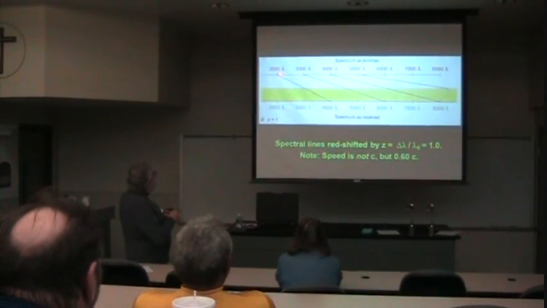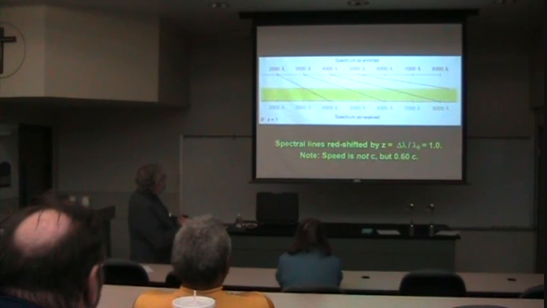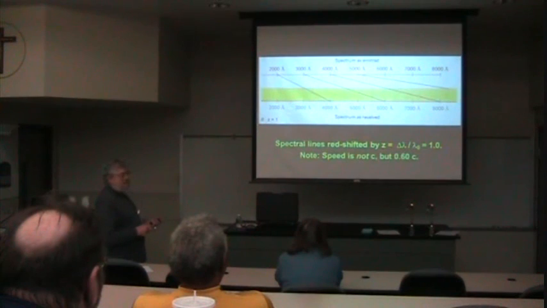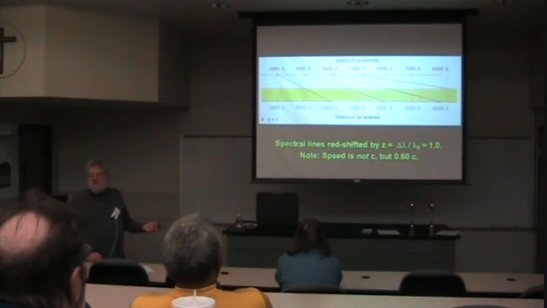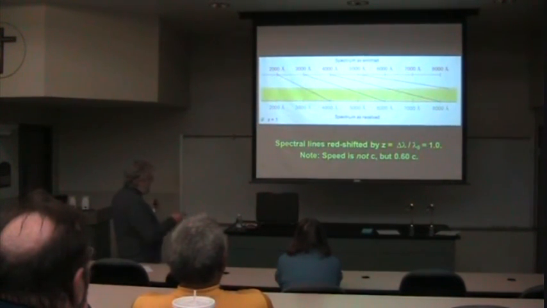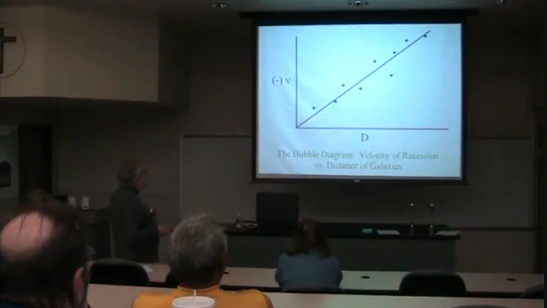Here's one where all the wavelengths are doubled. 2,000 becomes 4,000, 5,000 becomes 10,000, and so on. So that would indicate that the thing is moving at exactly the speed of light. But if we use the relativistic equation, it only turns out to be 60% of the speed of light that it's receding from us. So we have to make that correction out near the right-hand end of the Hubble diagram.